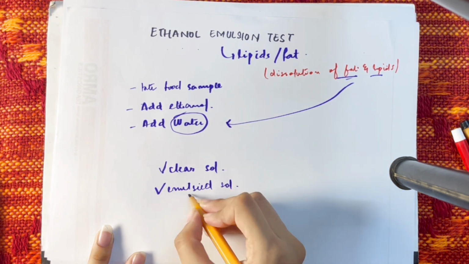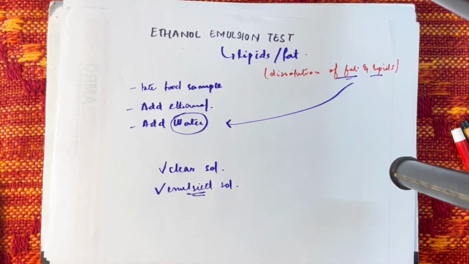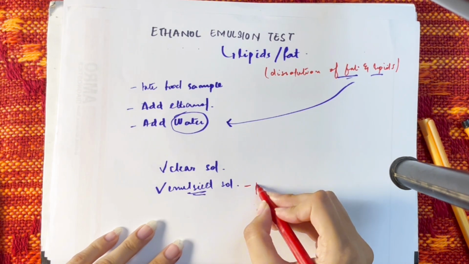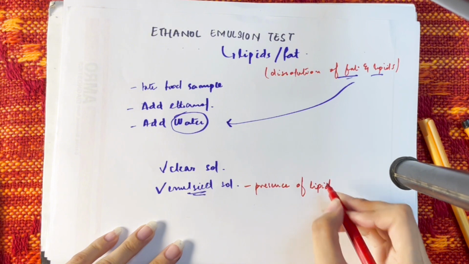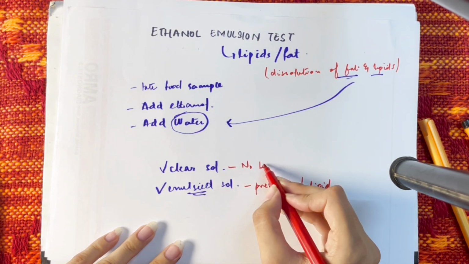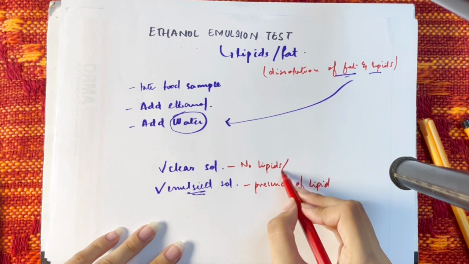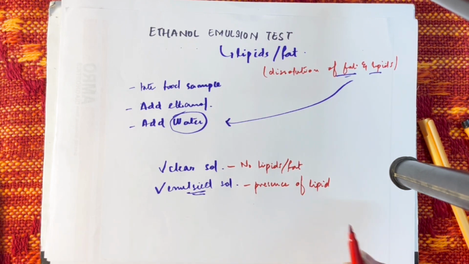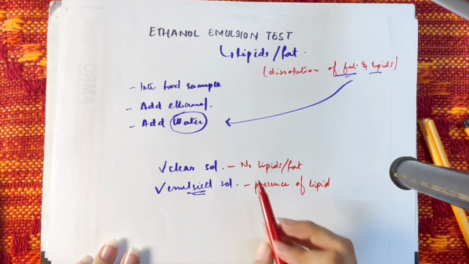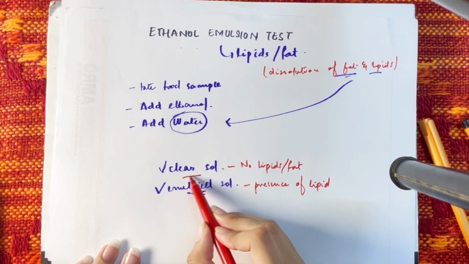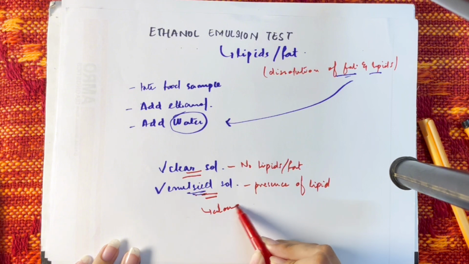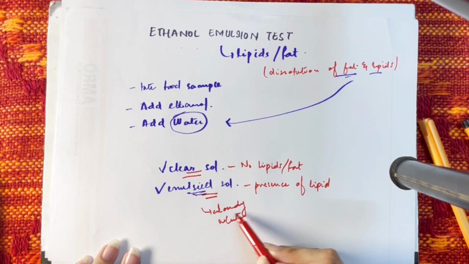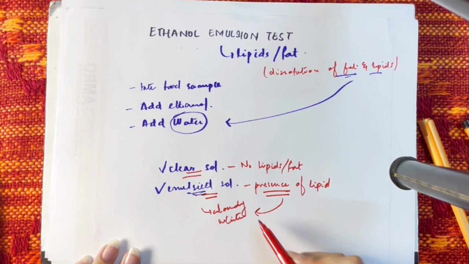Now, what is an emulsified solution? An emulsified solution is a cloudy white colored solution that tells us that there is presence of lipid. Whereas in the clear solution, we say that lipids or fats are not dissolved in this solution. This is how you get to know. There's no change of color. Instead, there's appearance of two types of solution, a clear solution and an emulsified solution, which is a cloudy white kind of solution that tells us the presence of a lipid.